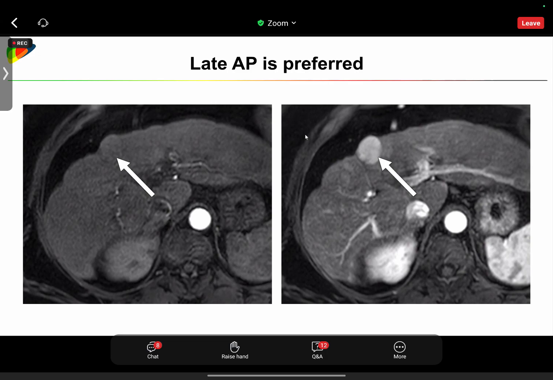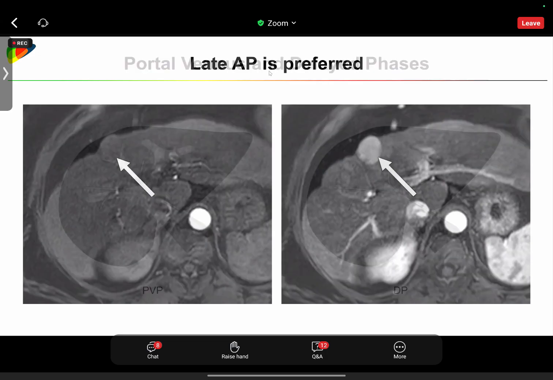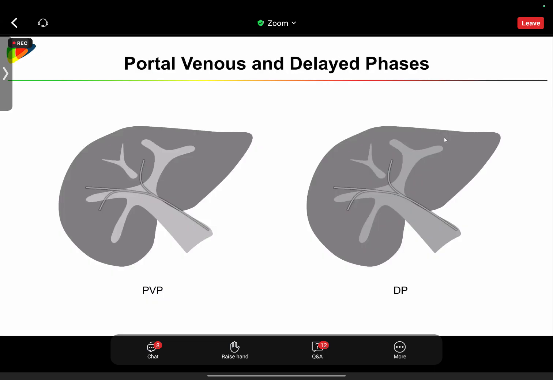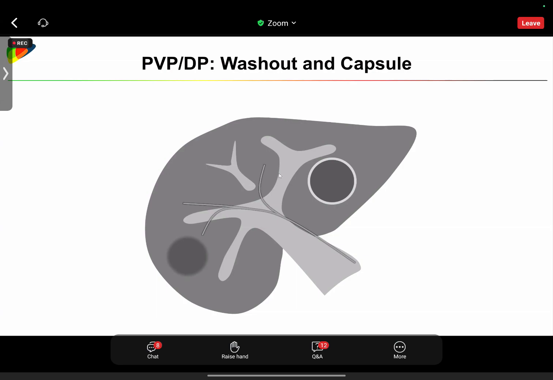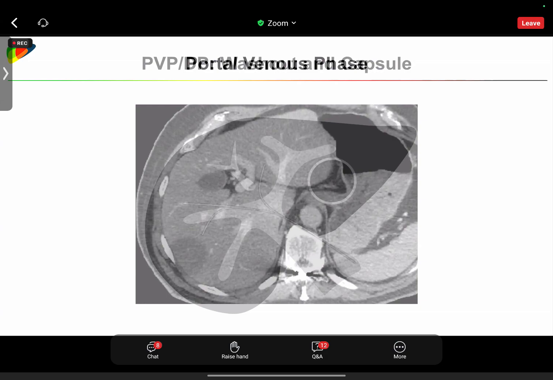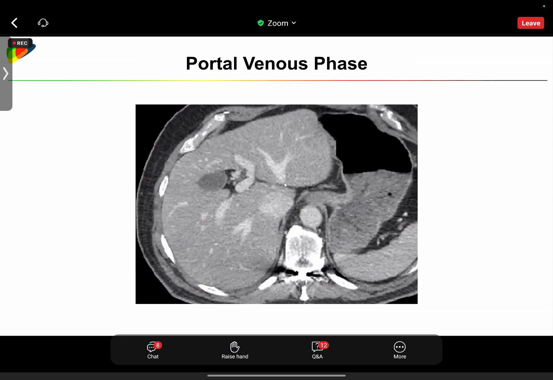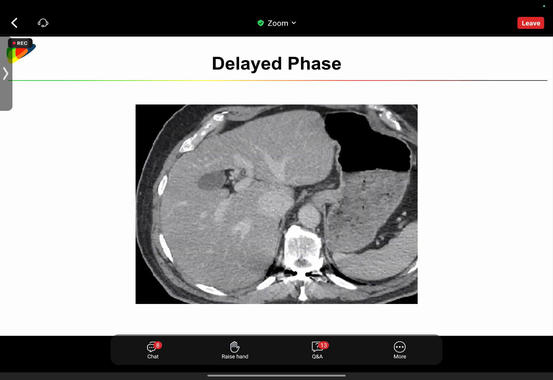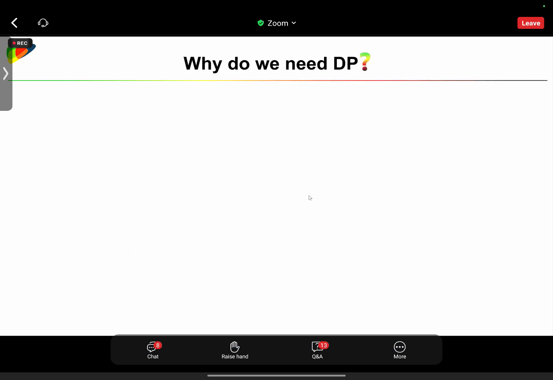Now, portal venous and delayed phases we need for assessment of washout and capsule. Portal venous phase we recognize by opacification of both portal veins and hepatic veins. Now, delayed phase is going to look very similar. We have both opacification of portal and hepatic veins, but the contrast between the parenchyma and the venous structures is going to be less stark. Now, why do we need the delayed phase?